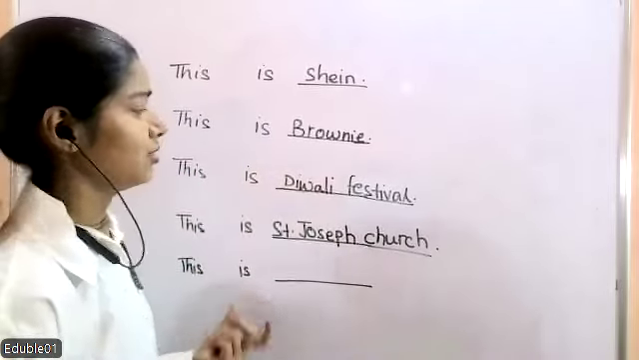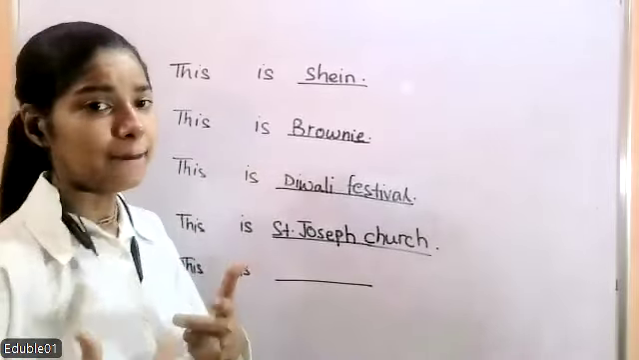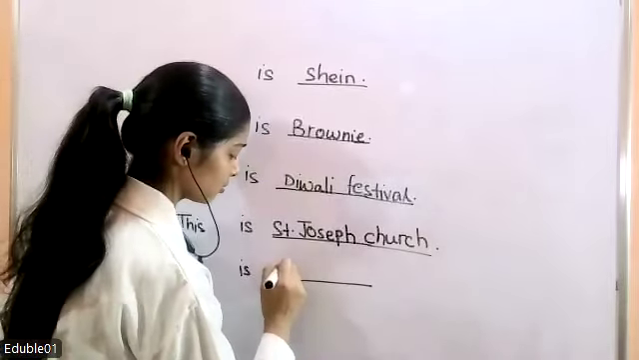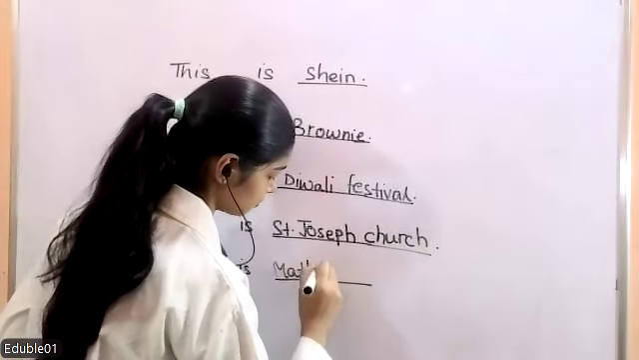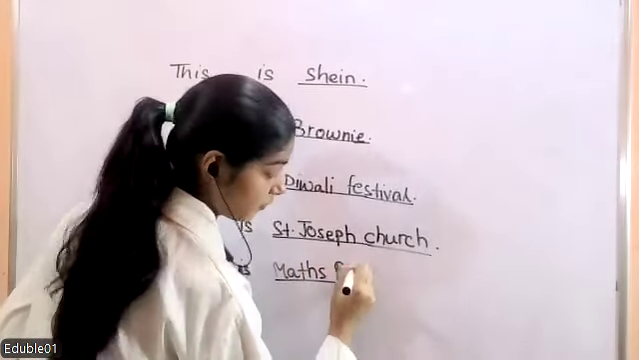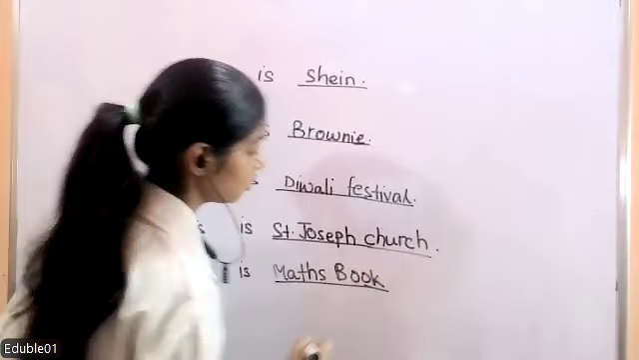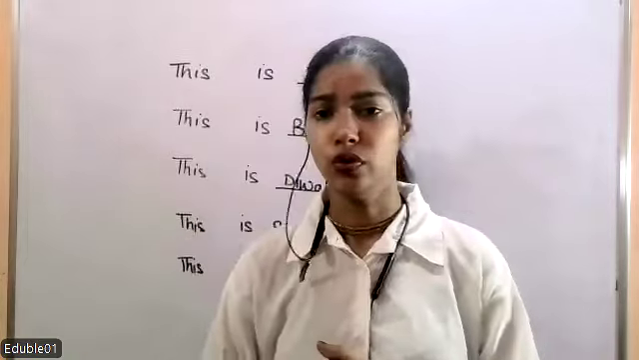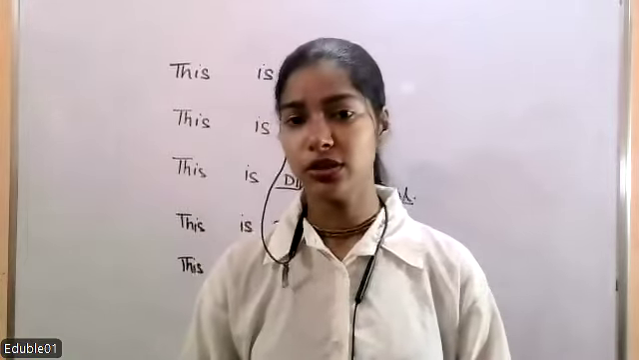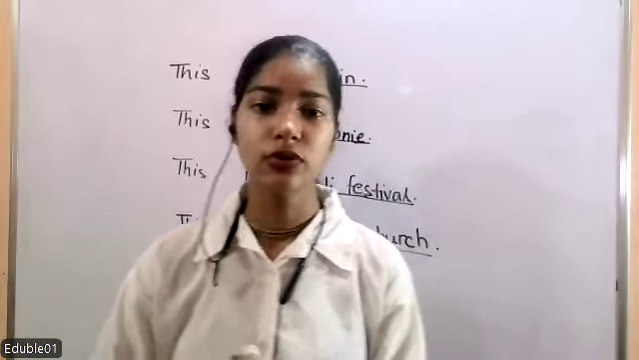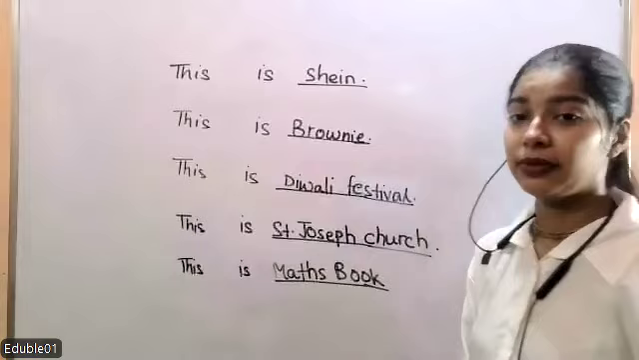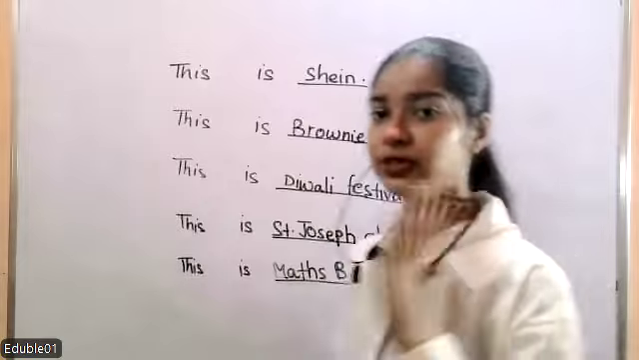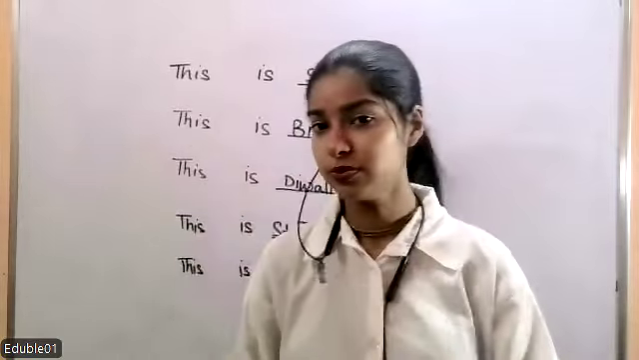Now let's talk about a book. I'm not sure which book I'm talking about. Let's say this is maths book. Now I'm very sure which book I'm talking about. If I'm just saying bring me a book, the person doesn't know which book he or she has to bring. But if I'm saying bring me a maths book, they're very sure that I'm talking about a maths book. So I'm very specific at this point that I'm talking about a maths book only.